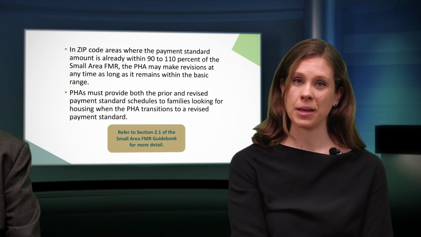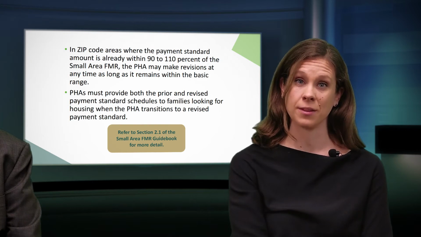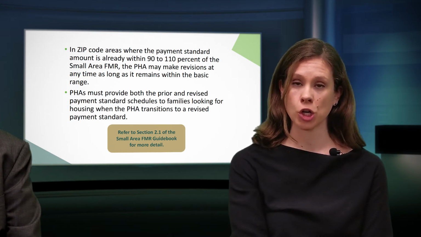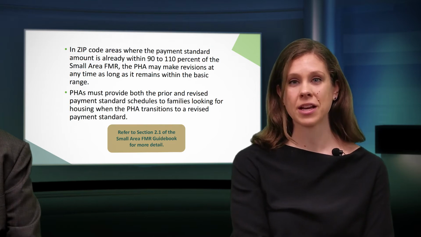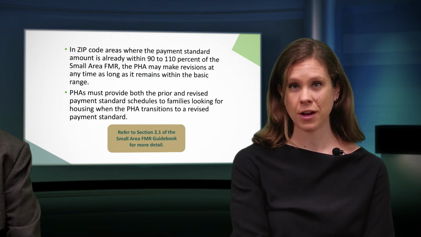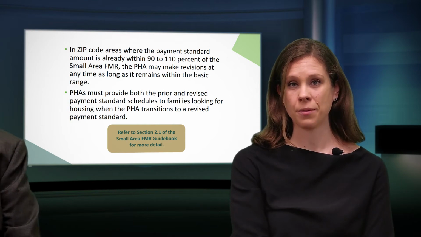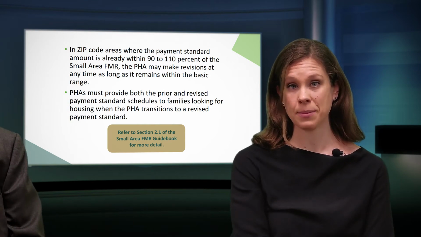In zip codes where the payment standard amount is already within 90 to 110% of the small area FMR, the PHA may make revisions at any time, as long as the revised payment standard amount remains within the basic range. HUD advises PHAs to provide both the current and the pending payment standard schedules to families who have been issued a voucher and whose search will be underway when the PHA transitions to the revised payment standard.